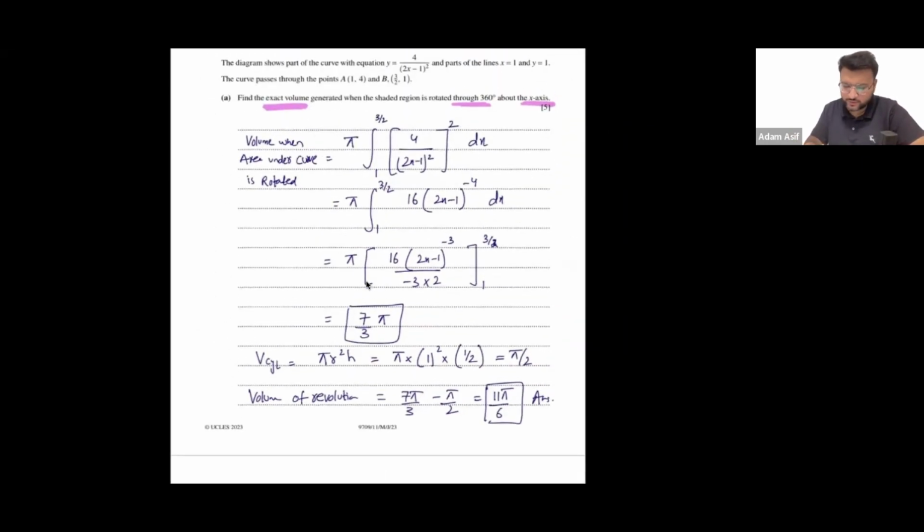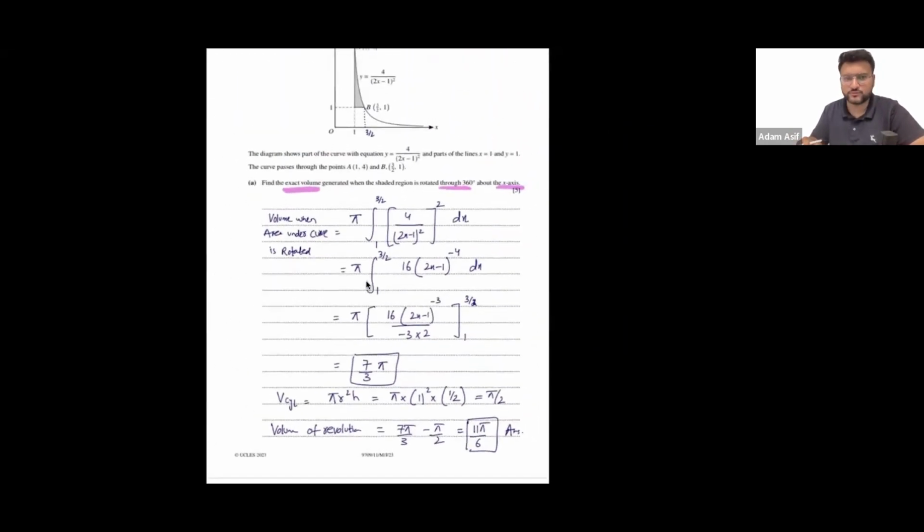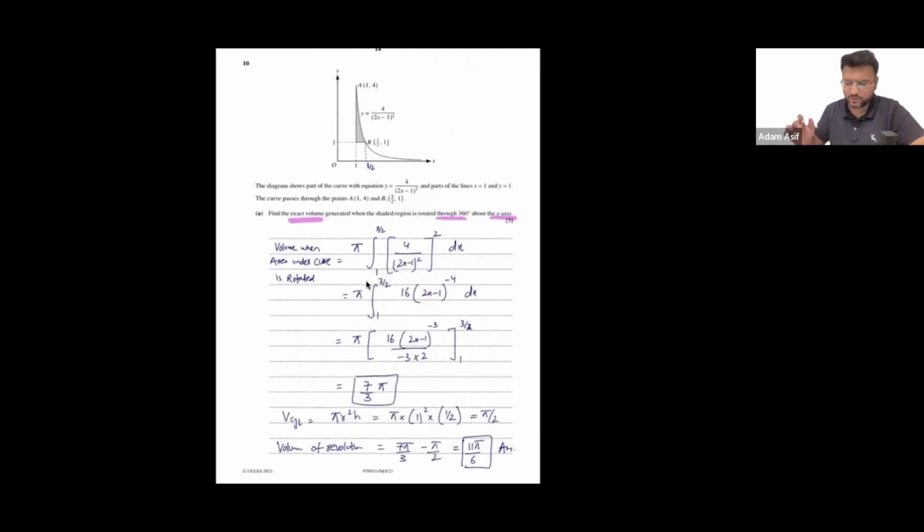Okay, guys, this is the working for this part. So that's the exact volume. Whenever they say exact, the answer has to be either in the form of surds or in the form of pi. You do not give the answer as a decimal value.